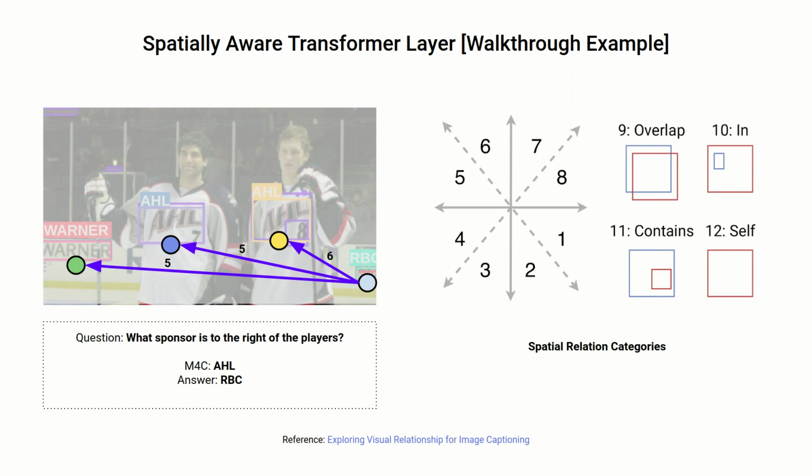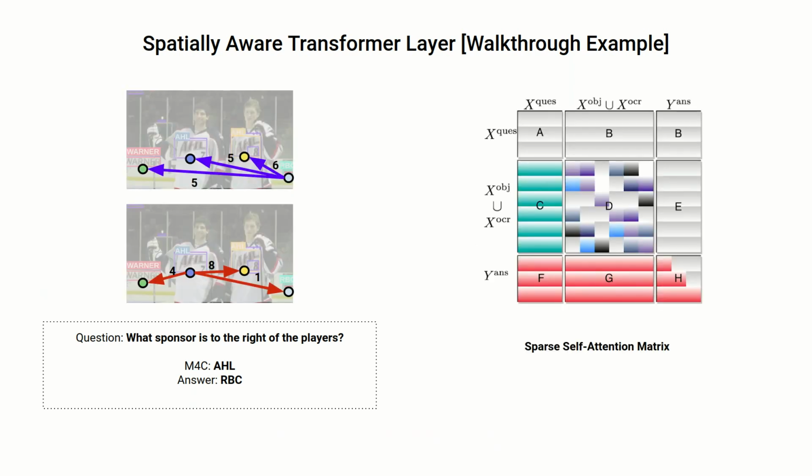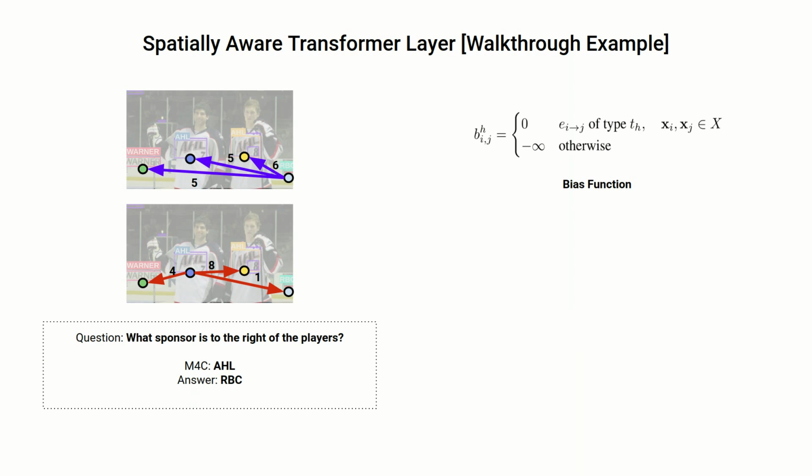After categorizing the relations for each node in the graph, we build a sparse source-target attention matrix using it. Each head in our self-attention layer attends to a single type of relations, and this prevents the heads from learning redundant features across them. To induce the sparsity, we add a bias to the attention weights before the softmax layer.